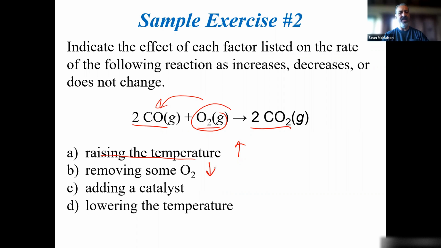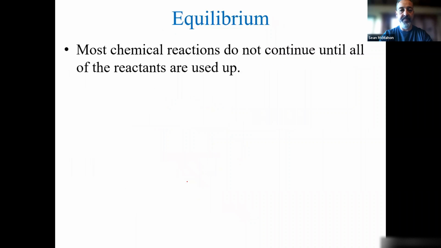So a lot of this is conceptual. We haven't done any of the calculations yet. We're just focusing on collision theory and reaction rates. Adding a catalyst speeds up the reaction. Lowering the temperature decreases the reaction rate. So that's sample exercise number 2 with a more specific example. That way, instead of just saying reactants, I can be more specific and say, for example, in this case, oxygen.